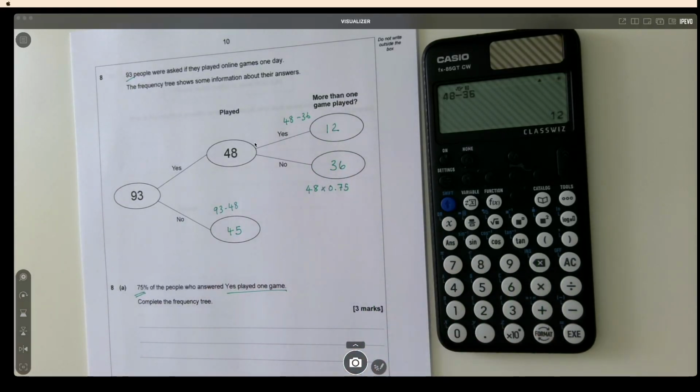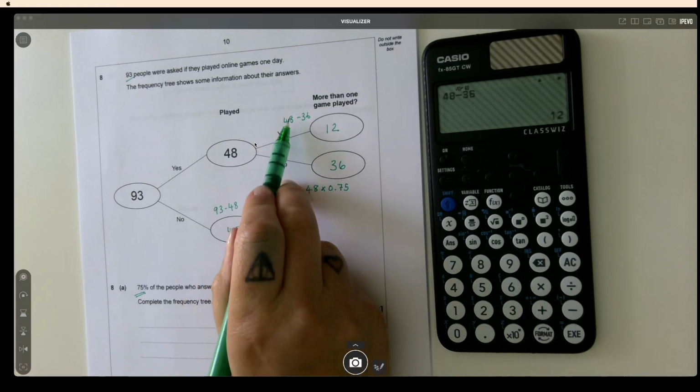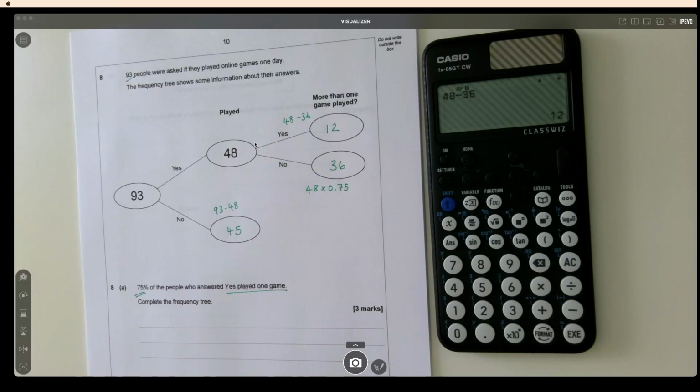Notice I used my calculator. It's there, it's a calculator paper. I've written what I've typed into my calculator down as working out, but I've made sure that my answers are correct.